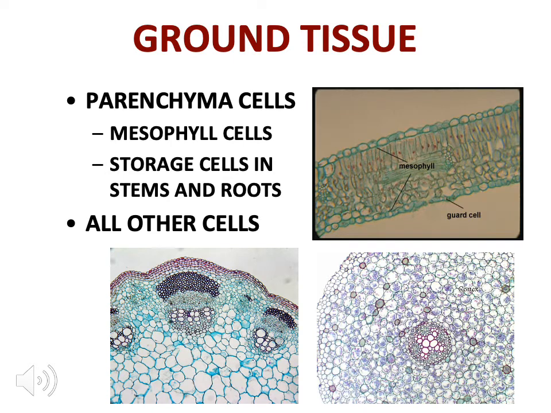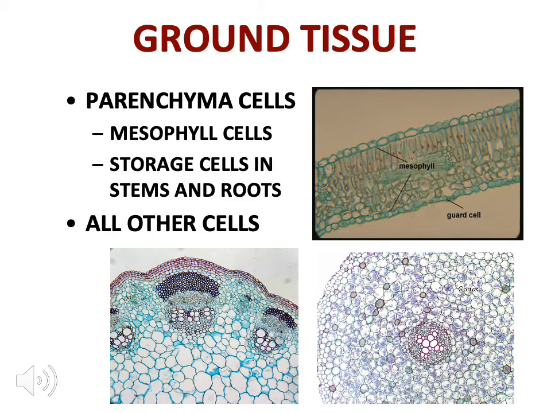If I take a look at the picture immediately below that leaf, it's a cross-section through a root. And the far majority of that root is storage tissue. If you look at that little narrow round circle in the middle of that root, that's where the vascular tissue is. All the other cells are storage cells. All the other cells are parenchyma cells. All the other cells are part of the ground tissue system.